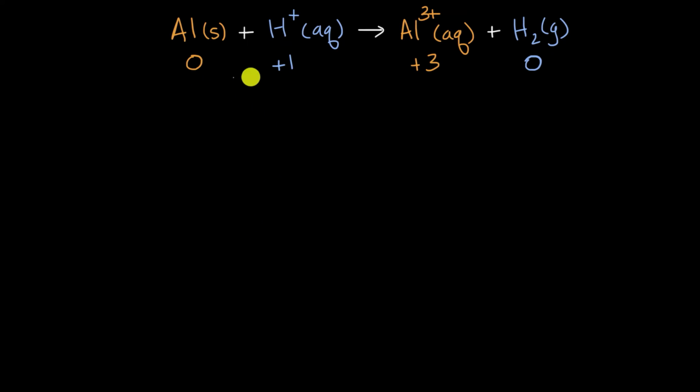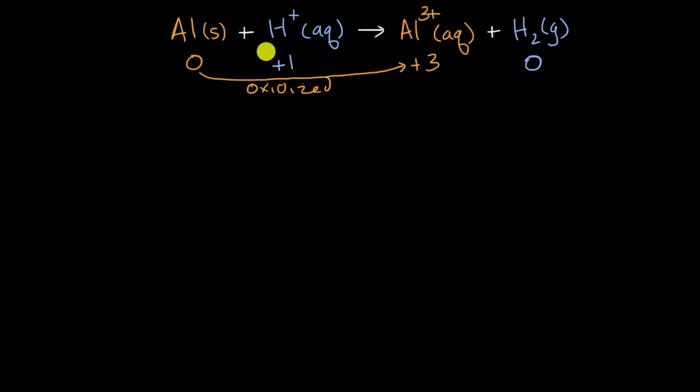All right, so now that we've assigned oxidation numbers, we can figure out who's getting oxidized and who is getting reduced. So if you look at the aluminum, it goes from an oxidation number of 0 to +3. If your oxidation number is increasing, that means you're getting oxidized. You might also remember OIL RIG. Oxidation is losing electrons. Because you're losing electrons, you're having a more positive charge. Your oxidation number is going up, so you're getting oxidized.